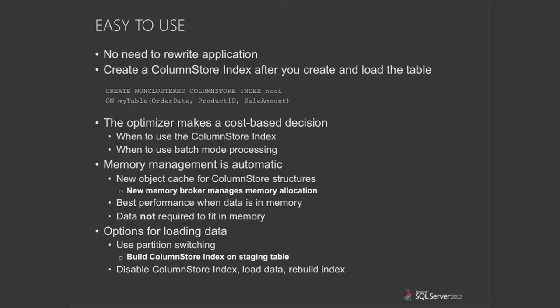The ColumnStore index is persisted, just like B-tree indexes, and memory management is automatic, just like it is with B-trees. We've created a new object cache for those ColumnStore structures and a new memory broker that handles allocation between the buffer pool and this new ColumnStore object cache. So although the performance is best when all your data fits in memory, you don't need to worry about whether the data fits in memory or how it's fetched and when it's evicted from the object cache back to disk. All of that is taken care of for you. And the important thing is that the data is not required to all fit in memory.